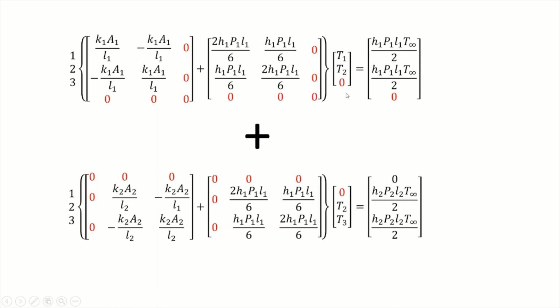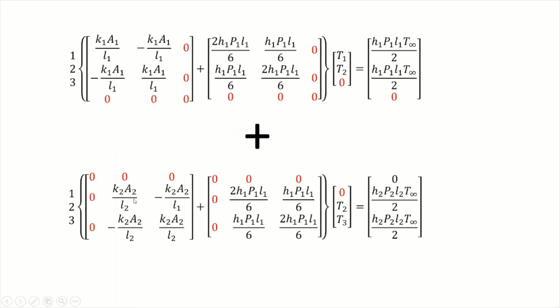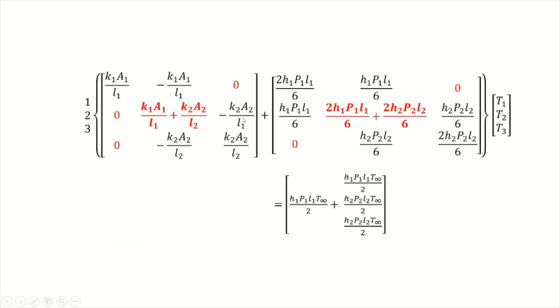Now we will see our final assembly. We want to add these matrices. This is for element 1, and in element 1, node 3 is not applicable. Got it? T3 is also not applicable. Similarly, in element 2, T1 is not applicable, which we have done successfully.